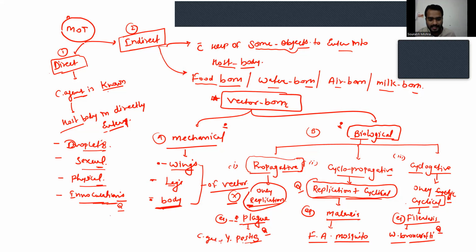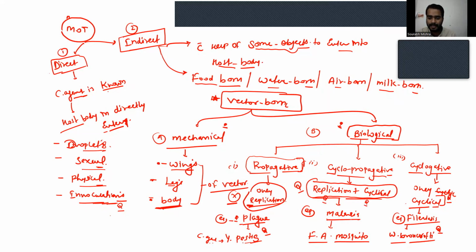The causative agent of plague is Yersinia pestis. And the second type of biological indirect vector-borne mode of transmission is called cyclopropagative. Under cyclopropagative, you see replication and cyclical changes in the causative agent.